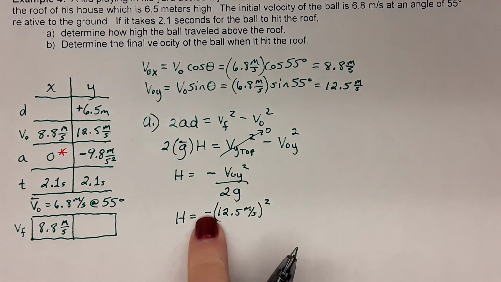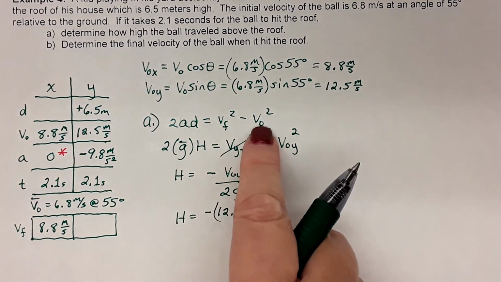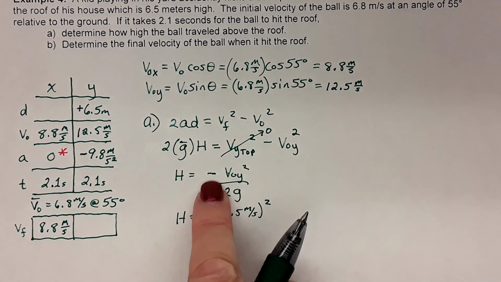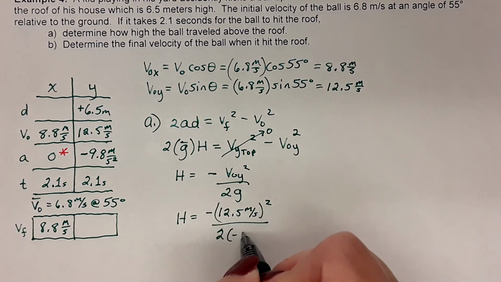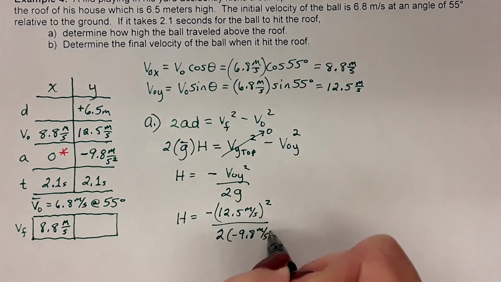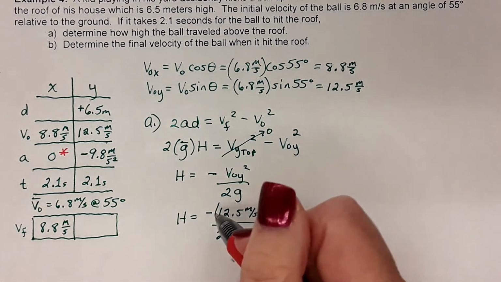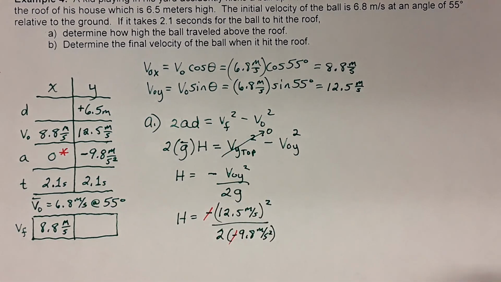The negative sign is not squared, remember? We're subtracting 2 squares. So this is not being squared, only the 12.5, over 2 times negative 9.8 meters per second squared. Your minus signs take out. There you go. All right.